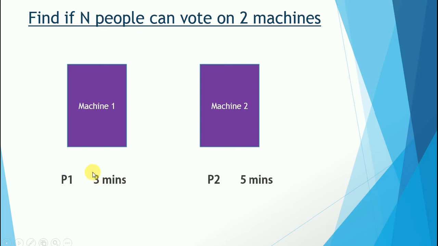Now, when his 3 minutes are over, he's going to step aside and P3 is going to pitch in to cast his vote. So P3 is going to take 2 minutes while P2 is still voting. The point I'm trying to make is that by the time these two machines are operational, these 3 people will be able to vote, because you can see that these 2 people are finishing it in 5 minutes and this third person is finishing it in 5 minutes. So the answer to the problem will be yes.